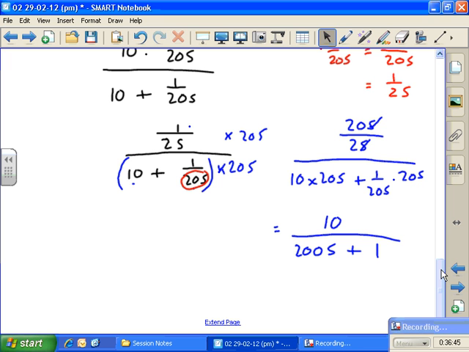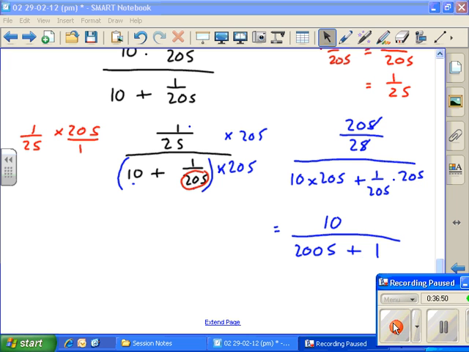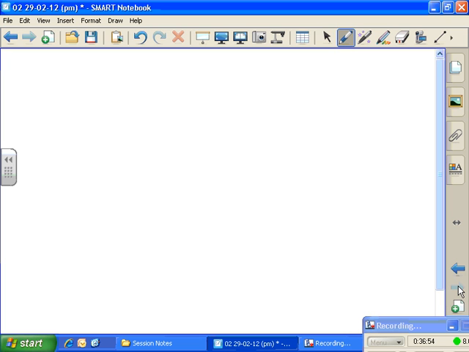Write it down, and then we'll have another look at it. Try this.